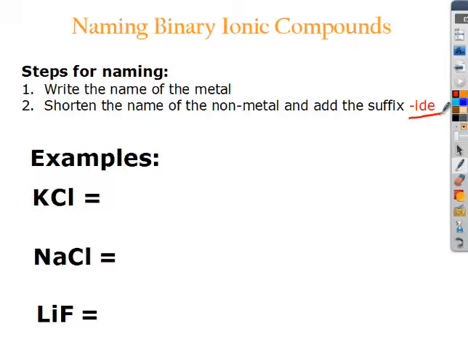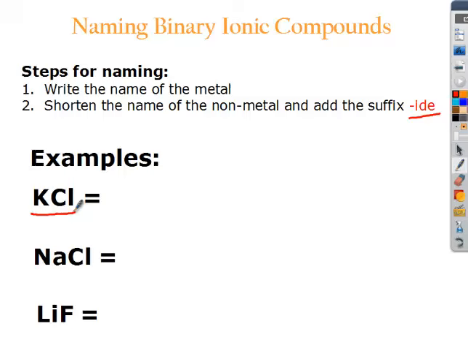So let's go with this. Our first example here, we have KCl. We need to write the name of the metal. Remember, metals are going to be on the left side of the periodic table, the left side.